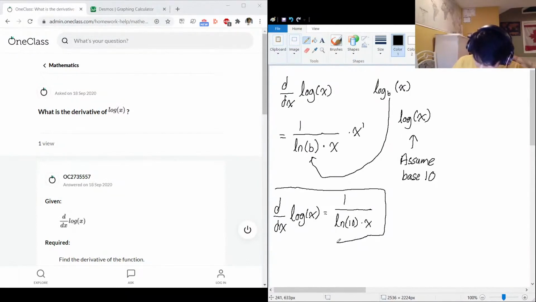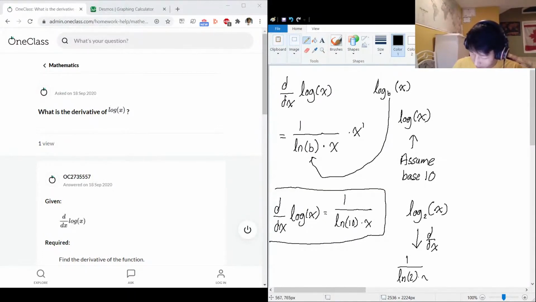The derivative of logarithm of x with no specified base of the log, that means we're assuming base 10. The result of that is 1 divided by the natural logarithm of 10 multiplied by x. Now, something I want to mention is that, let's say we had a different base that looked like this: log base 2 of x. Send that through the differentiation, and we will have 1 over the natural logarithm of 2 times x. Okay, that makes sense. It follows the rules.